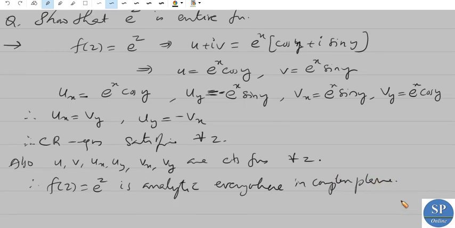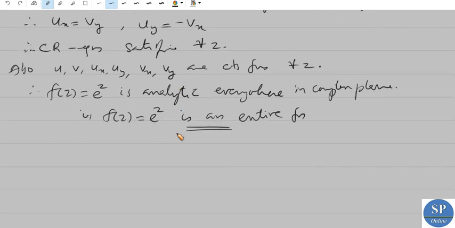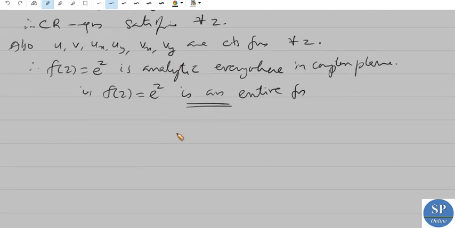Okay, so f of z equal to e power z is an entire function. So we have defined the analyticity of the exponential function. Next, we can check the derivative of the analytic exponential function. Now, we already have in the real case f of x equal to e power x. The derivative is itself, right?